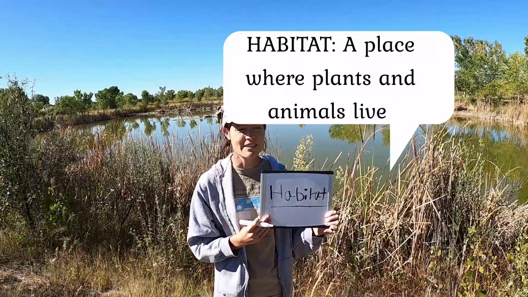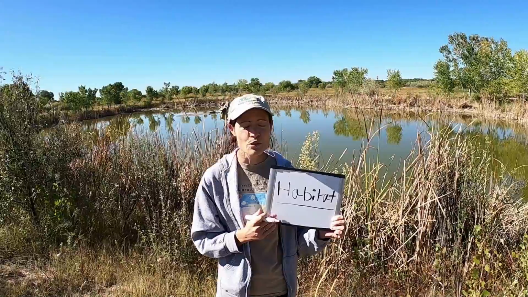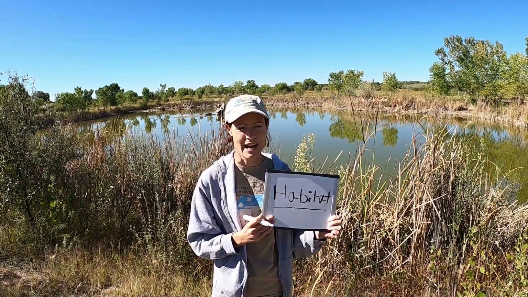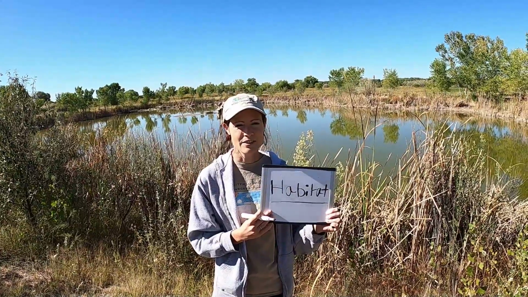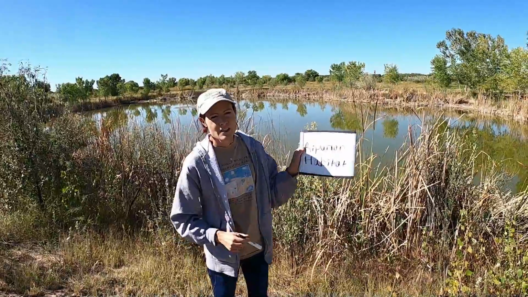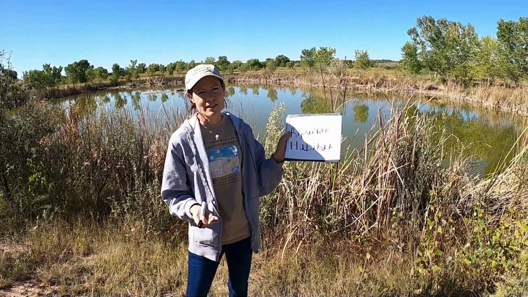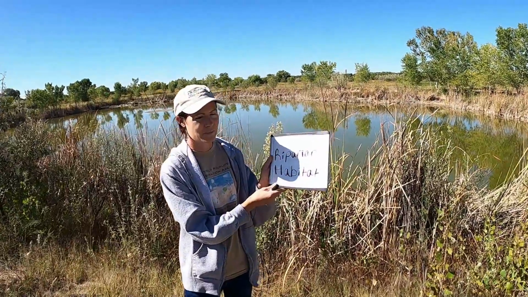And there are many different types of habitats. Today we're going to look at two specific types of habitat. The first one is going to be right here at Whitfield, and that is called a riparian habitat. So the habitat here at Whitfield, this is what we would call a riparian habitat.